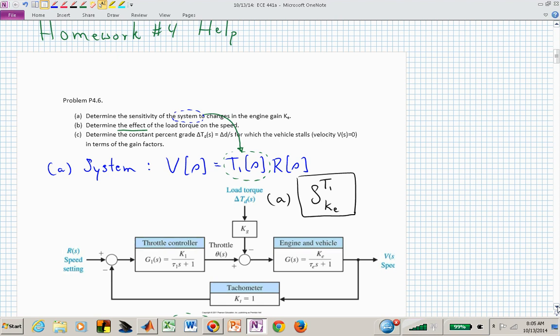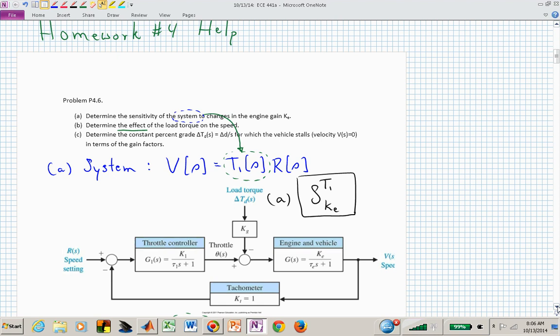The first part of problem 4.6, how many have already completed homework 4? Maybe I don't even need to do this. I was assuming maybe you hadn't finished homework 4 over the weekend. I was hoping, but I became more realistic last night when I was preparing, and I said maybe they haven't yet finished homework number 4, so let's give them some help.